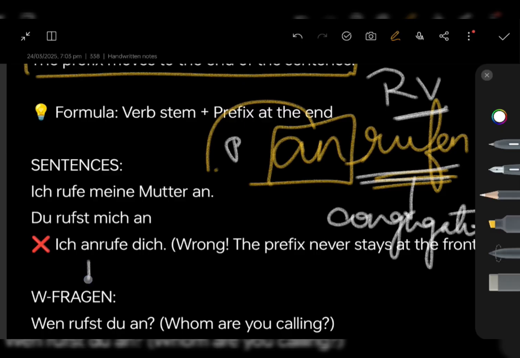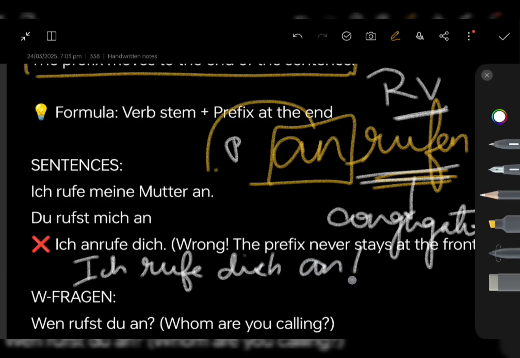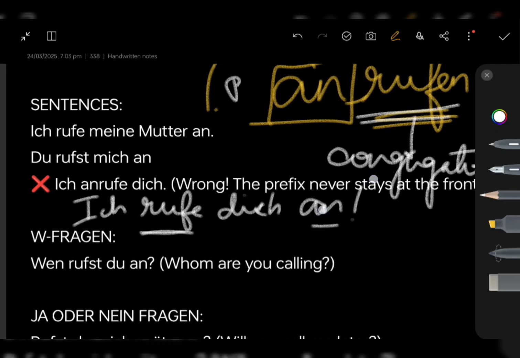Let me write it. Ich rufe dich an. Anrufen. Right? Now, you might wonder, are there any cases where we can retain the verb in its infinitive form? Yes, there are. When we use modal verbs, don't worry about it right now. I'm going to explain this at the end of the video. So, now let's move on to W-Fragen.